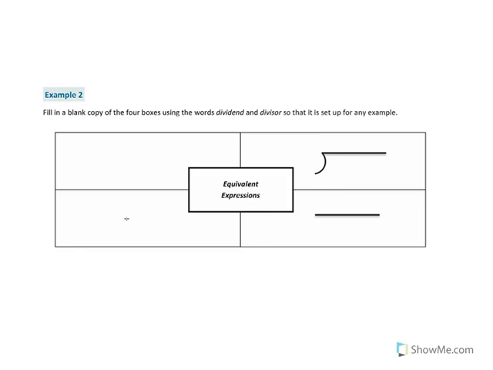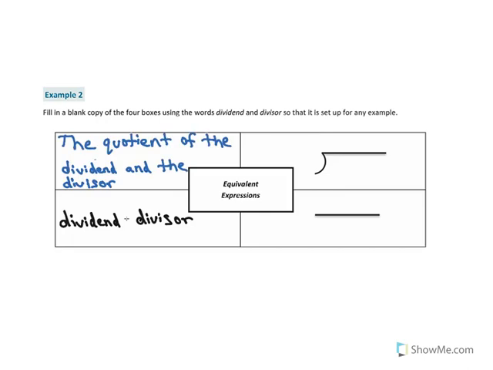Starting in the lower left-hand corner, we know that the first one is a dividend, and the second one is a divisor. Right above, we have, in words, the quotient of the dividend and the divisor. You could also say the dividend divided by the divisor, but that's kind of redundant. So you will see the word quotient, which means the answer to a division problem, and so you want to get used to seeing that.